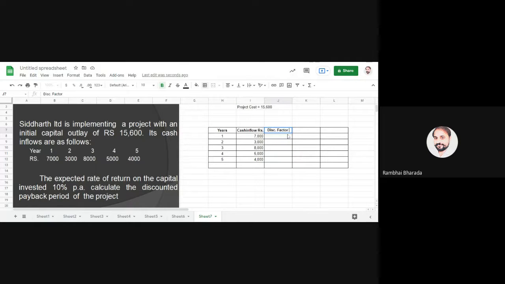Discounting factor is 10%. Discounting factor is 10%. Okay. How do we find this one? How do we find the discounting factor? I have explained you in the time value of money concept, specifically in present value concept.